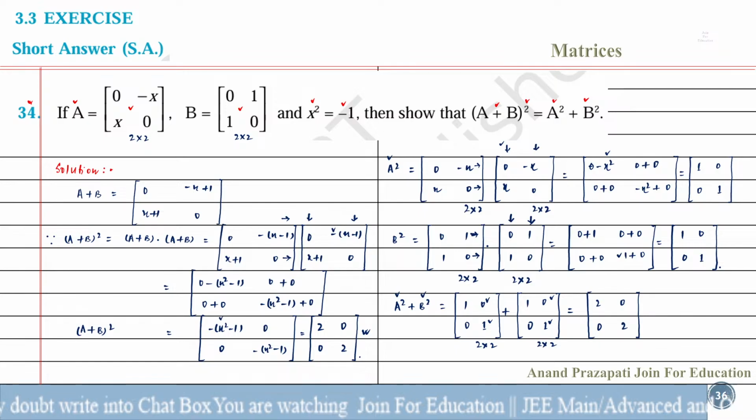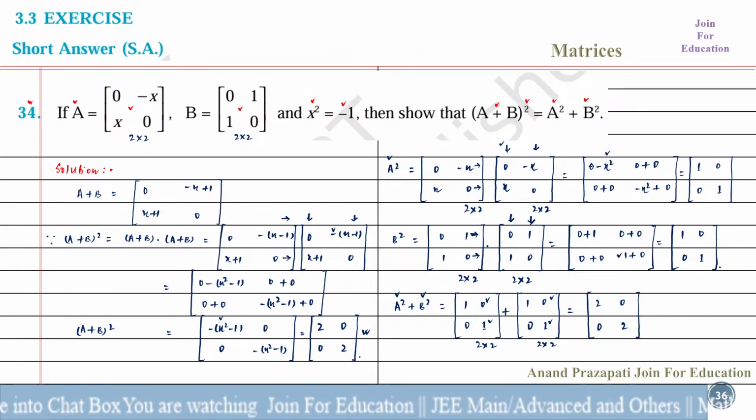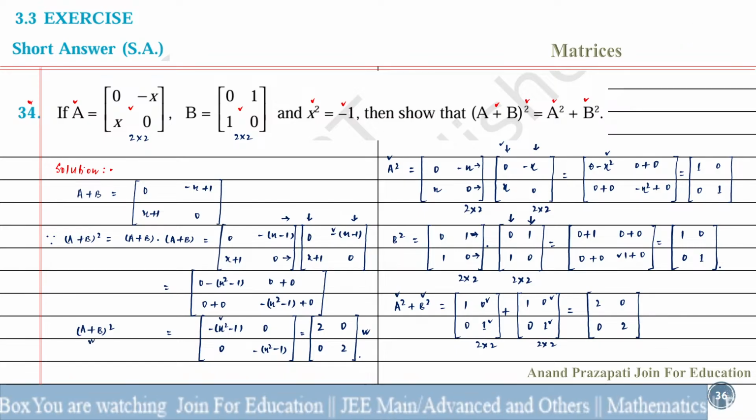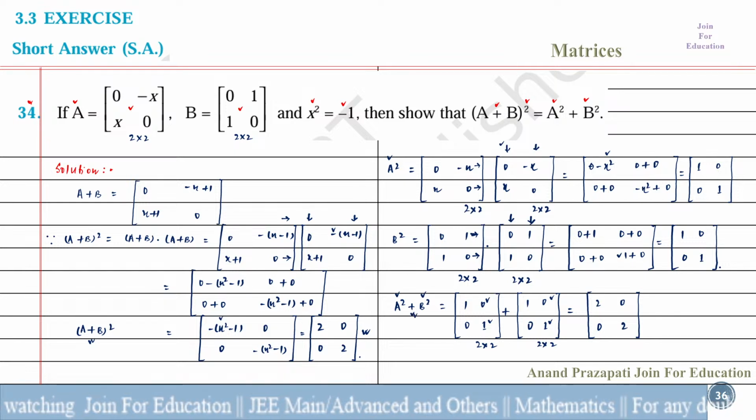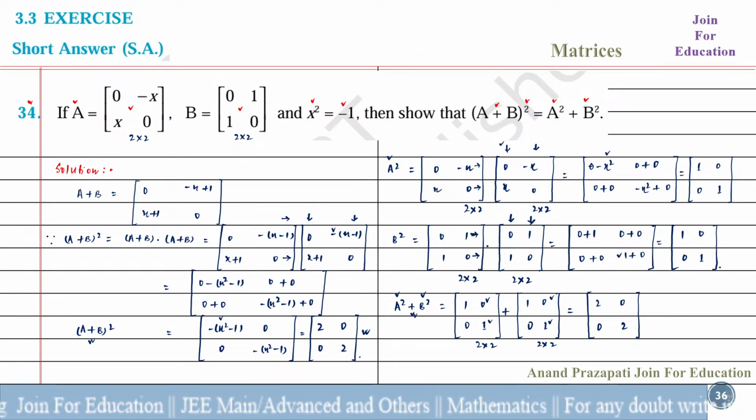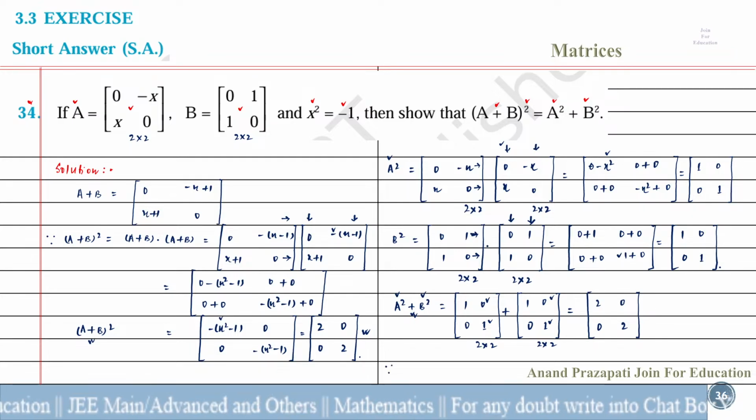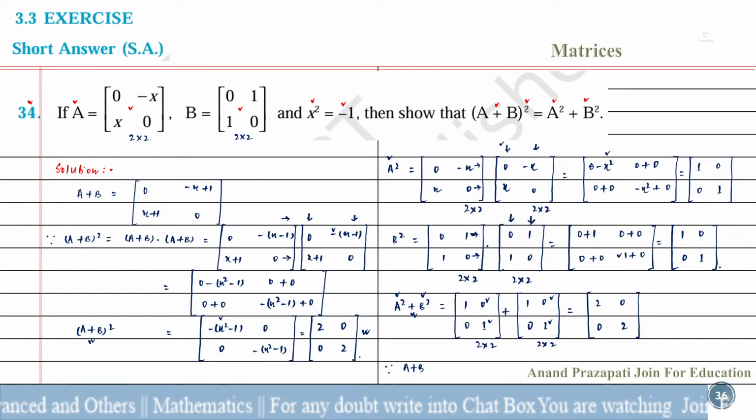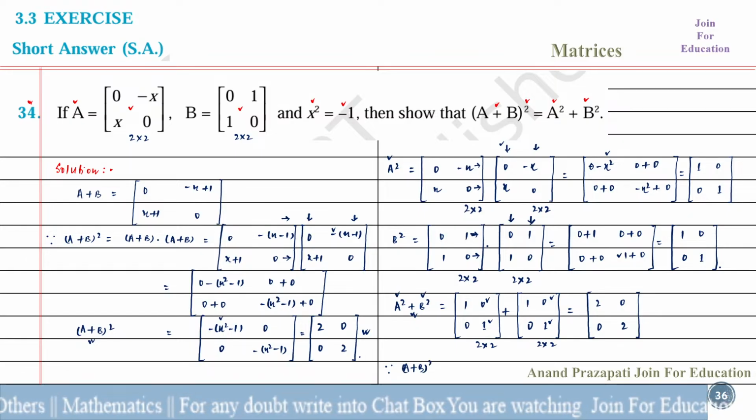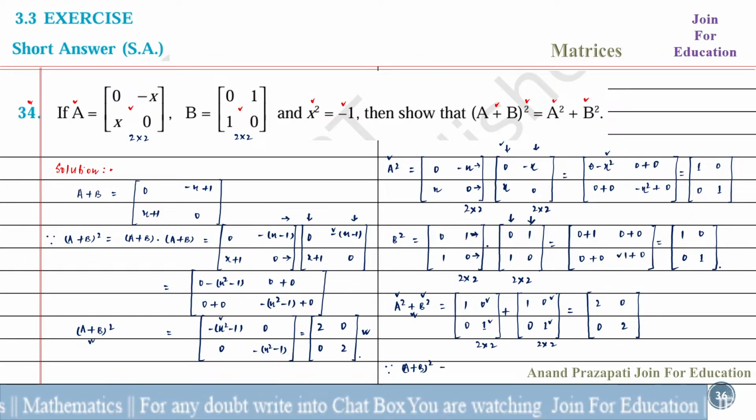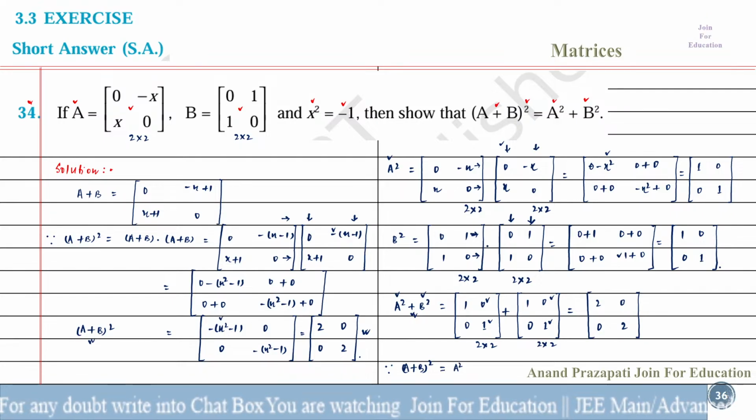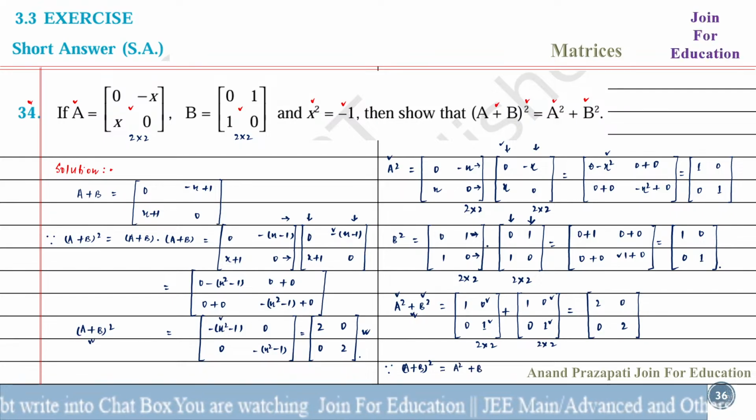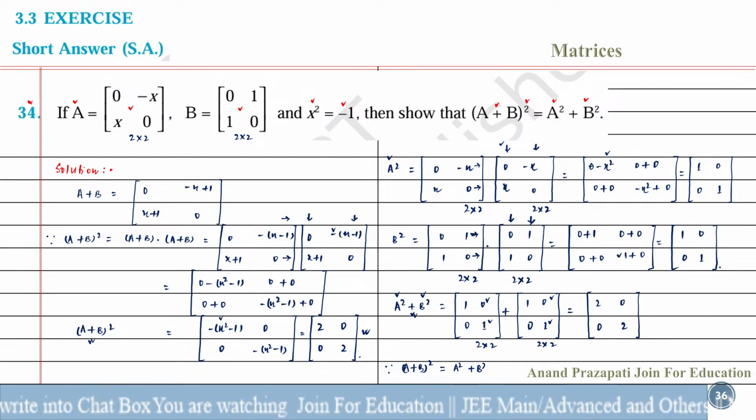So from working it is clear that (a + b) whole square equal to a square plus b square. So we write down here, therefore (a + b) whole square equal to a square plus b square.